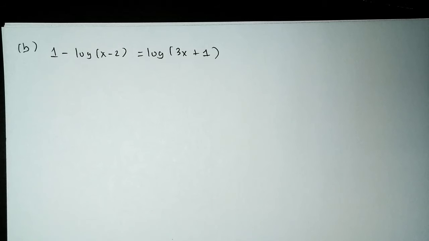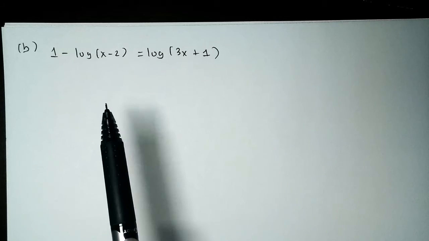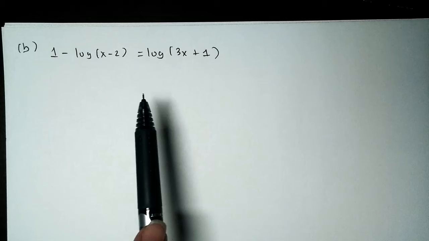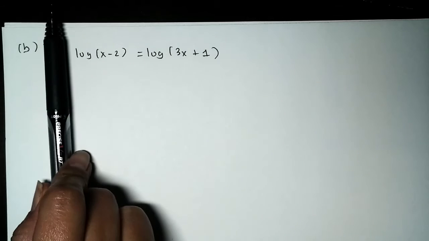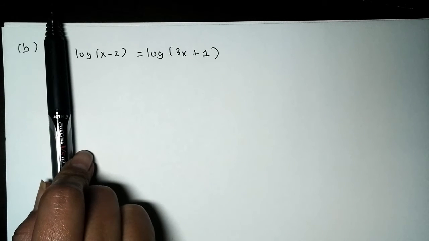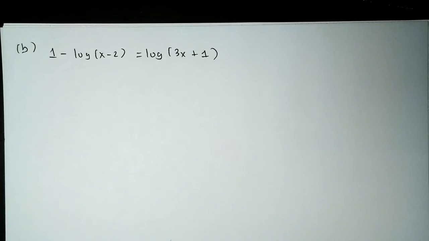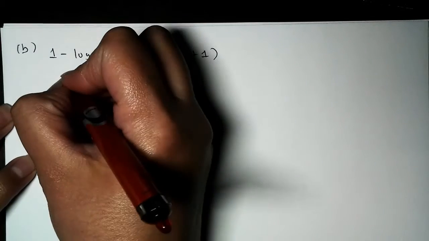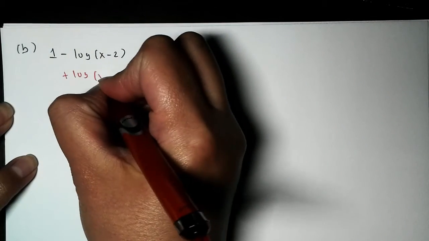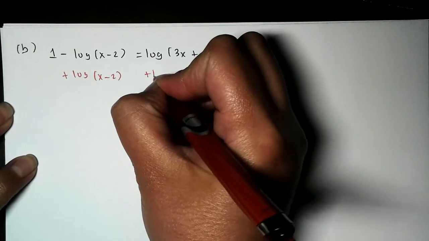So again, this is another sneaky problem because we don't have two logs set equal to each other, so at this point we cannot apply the property of logarithmic equations. So let's go ahead and move one of these logs. With your permission, I'm going to move the one on the left. Opposite of subtraction is addition, so let's go ahead and add log of x minus 2 to both sides.